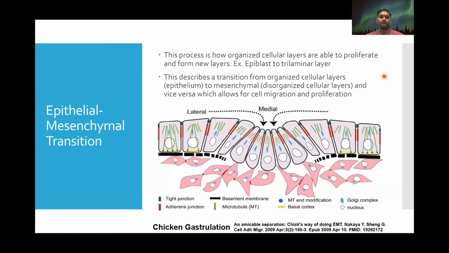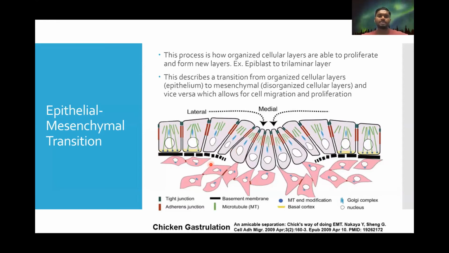And the way that this happens, I added this picture to show this. So this is actually chicken gastrulation, right? This is how we've hypothesized that humans have this as well. This is a model after chicken gastrulation. But basically, the transition is medial to lateral. So you guys can see in this picture, these medial cells are actually becoming mesenchymal, whereas these lateral cells are still epithelial, and in this middle region, they are transitioning, right?